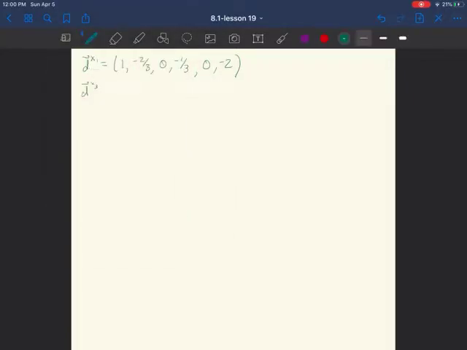I am making little tiny typos. Okay. dx3 is 0, minus 4/3, 1, minus 2/3, 0, 6. And ds2 is equal to 0, minus 1/3, 0, 1/3, 1, 2.